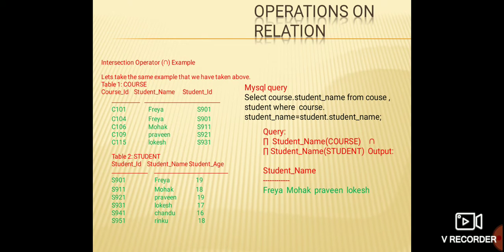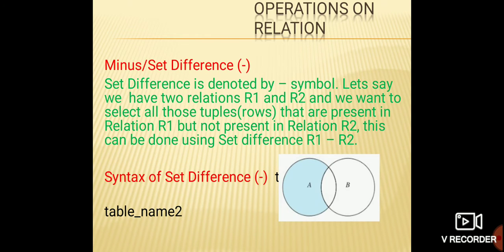Okay, joining we will learn later also. You can see at that time how it is written over here. You can see the query written over here: project student name course intersection project student name student, and the output you will get is Priya, Mohak, Praveen, Lokesh. Only the data which is present in both tables will be displayed, not the data which is uncommon in these two tables.